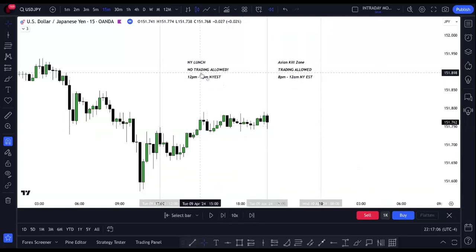Trading is allowed. This is the dead zone. Same thing. 15-minute swing low.